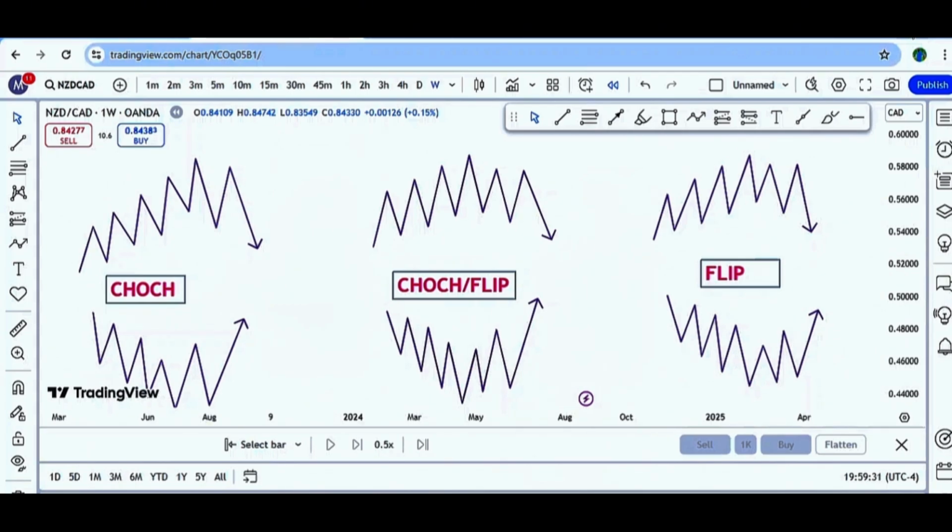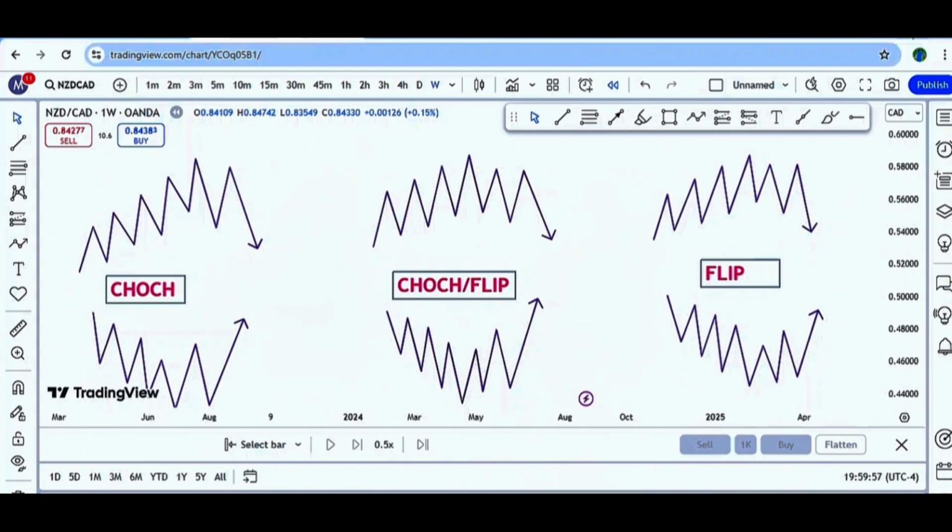Today I'm going to be showing you guys the best trading model you need to know if you want to become a profitable forex trader. You have to know this trading model if you want to be a profitable forex trader.